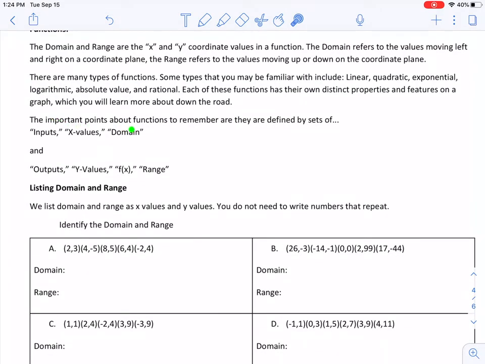The most important points about functions to remember are that they are defined by sets of their x values, inputs, or domain. So when we're saying the input, the x value, or the domain, we're talking about one set of numbers. And then outputs, y values, f of x, and range, we're talking about a second set of numbers. So inputs and outputs. That's really x values and y values. We can also refer to y as a function of x. And then the domain and the range. So these are the inputs, these are the outputs.